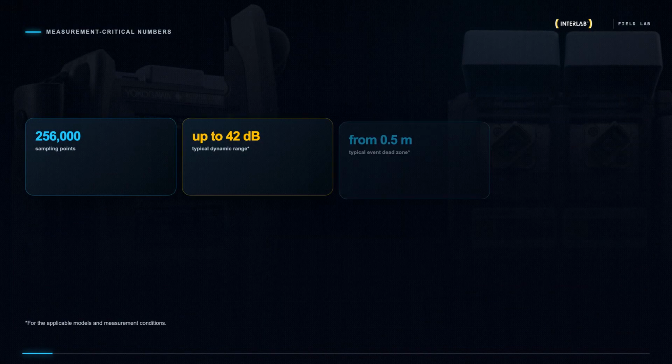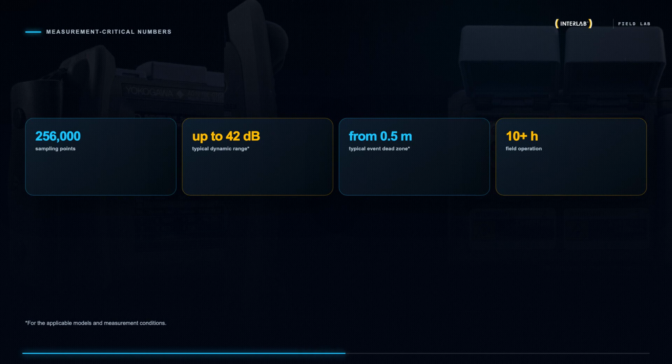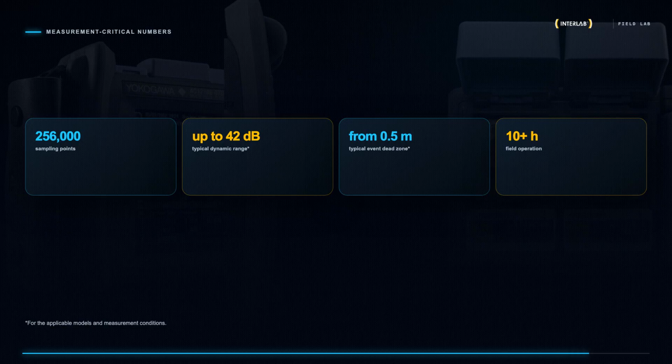The AQ1210 can record up to 256,000 sampling points. In the applicable models, it provides up to 42 decibels of typical dynamic range and a typical event dead zone from half a meter. It combines this with a weight of approximately 1 kilogram, at least 10 hours of operation, and startup in under 10 seconds. None of those figures can compensate for the wrong port, wavelength, or configuration.